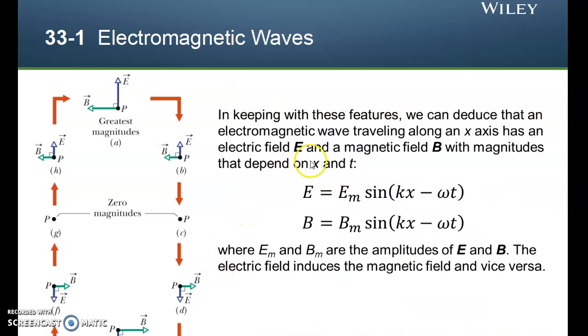So in keeping with these features, it's possible to deduce that an electromagnetic wave traveling along an x-axis has an electric field E and a magnetic field B with magnitudes that depend upon how far it has gone on that axis and the time it takes to get to that point. If it's of this form, E equals E_m sine of kx minus omega t, where E_m and B_m are the amplitudes of E and B respectively. The electric field induces the magnetic field, as I mentioned, and vice versa.